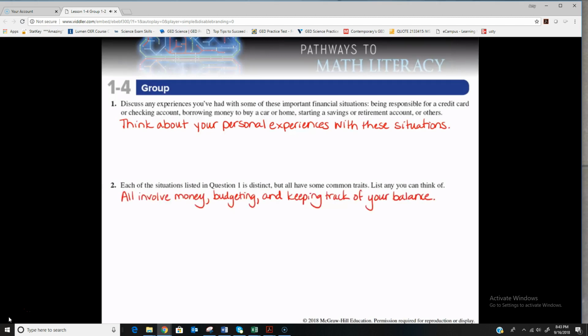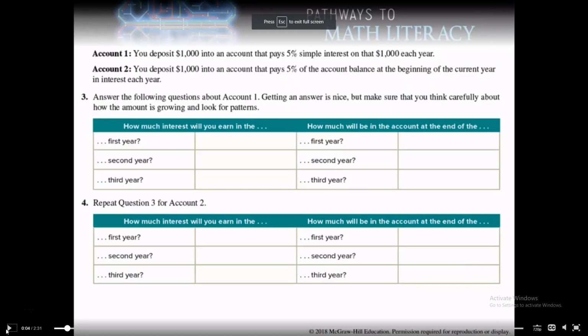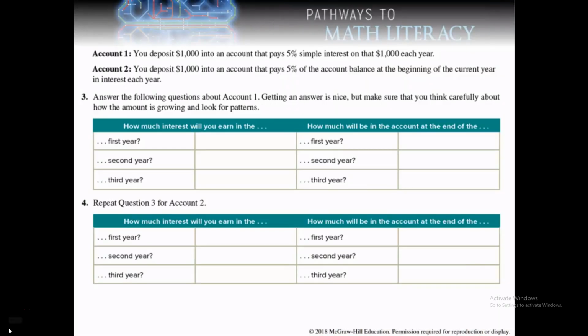Something that all but the checking account have in common is interest, and that's something that we'll look at in a lot more detail in the rest of this lesson. Here we're comparing two accounts, one that's earning simple interest and one that's earning compound interest.